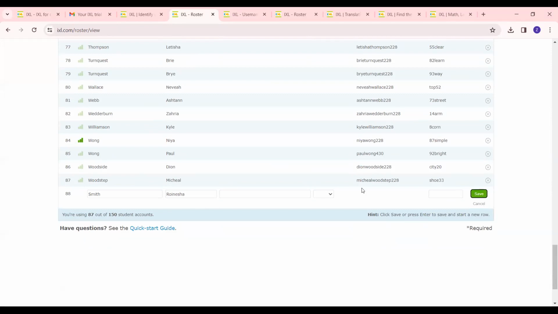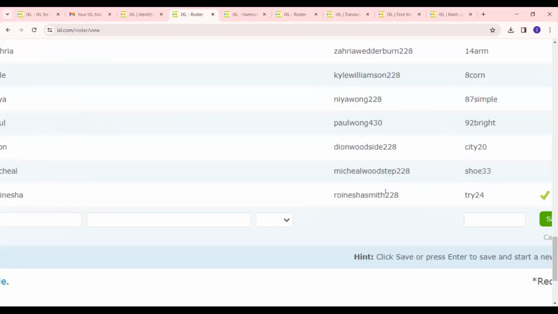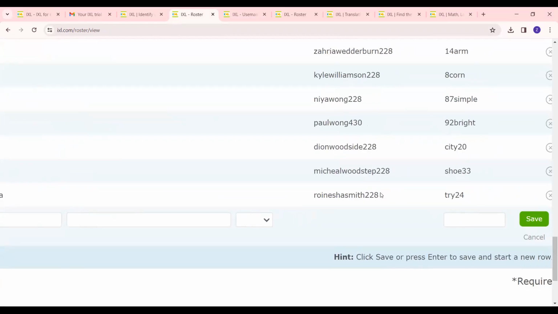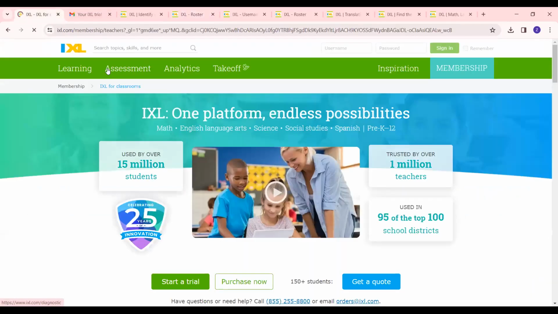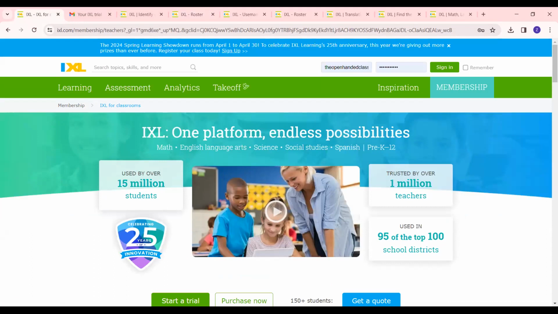And so Ronisha Smith, this is your username and password. Let me send it to you via WhatsApp. Once you get your username and password, please write it down. Again, once you get your username and password, please write it down. All right? Because I don't want to have to keep on giving everyone their username and password every day.